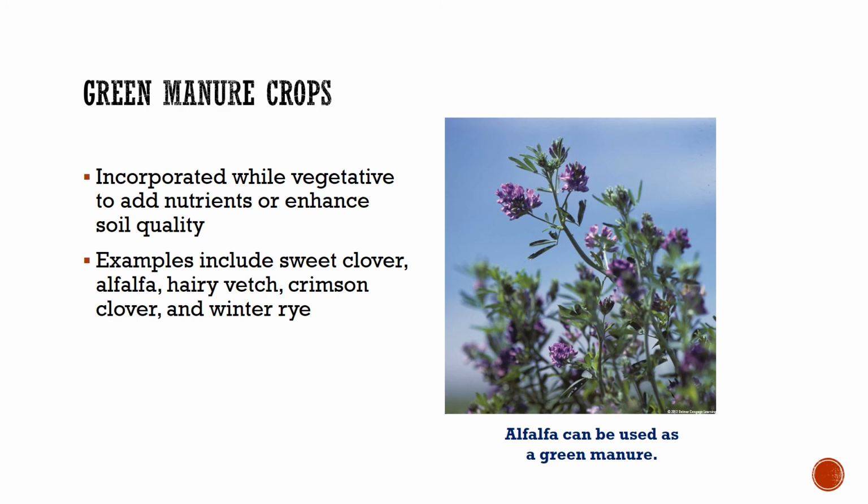Different manures, and I'm talking about vegetative manure. We incorporate this while that vegetative plant is still growing. Sweet clover is a good one, alfalfa is a good one, winter rye. With green manure crops, what you're going to do is plant a cheap hay grazer or cheap hairy vetch or something like that. And right before it matures, right before it dies, you're going to plow it under the soil and it will start to decompose and disintegrate into the soil.